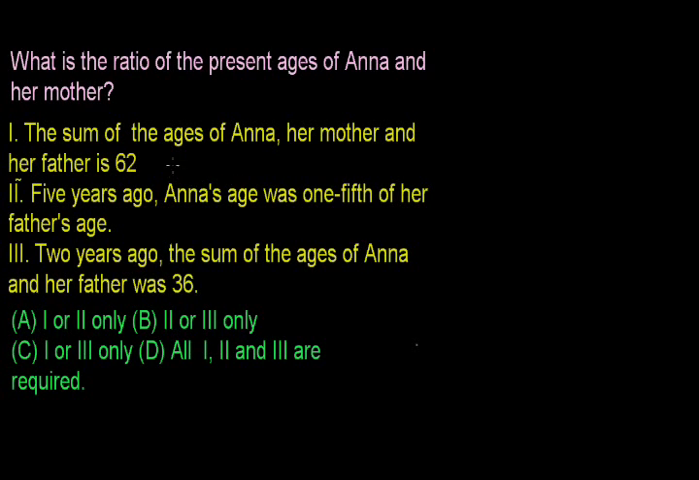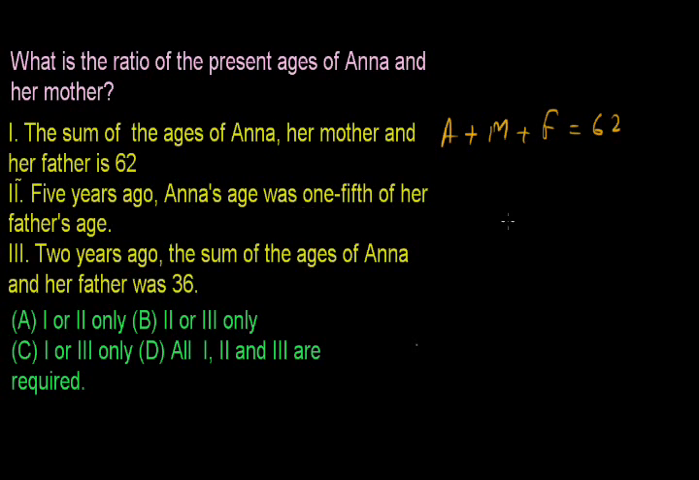What is the ratio of present ages of Anna and her mother? Now the first statement: the sum of the ages of Anna, her mother and the father is 62. It gives the sum of the ages of Anna plus her mother and her father is 62. I'm not getting the answer from the first statement, to be very clear.